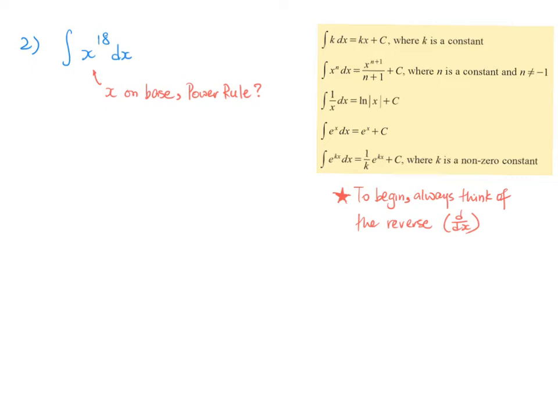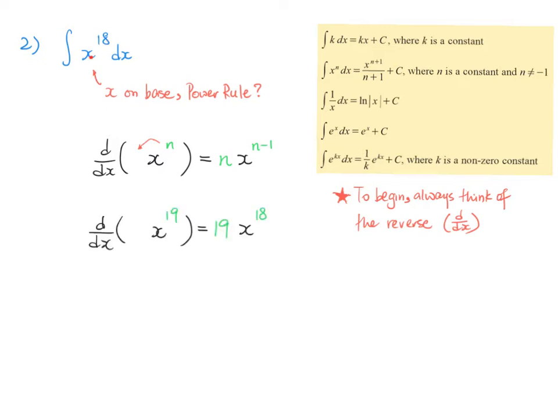So what about this one, integrating x to the 18th power? Since the x is on the base, it would be some sort of power rule if we're doing differentiation, right? So whenever I'm differentiating x to the power of n, the n would go to the front and the power would become 1 less, right? So if I want the result to be the 18th power, it would look like this, right? But I want 1 instead of 19 here. So then in the beginning, I need to have this over 19 to balance it out.